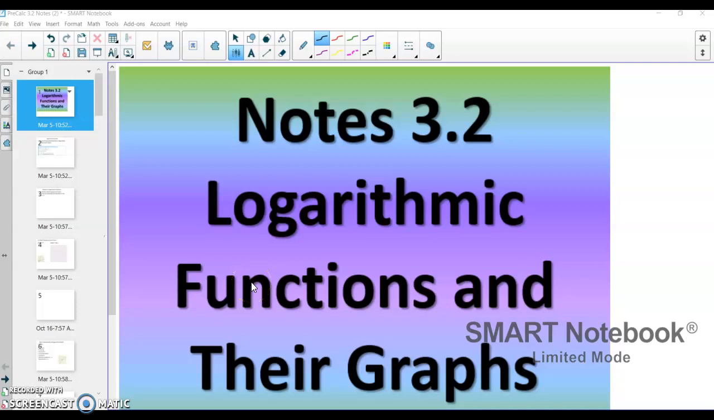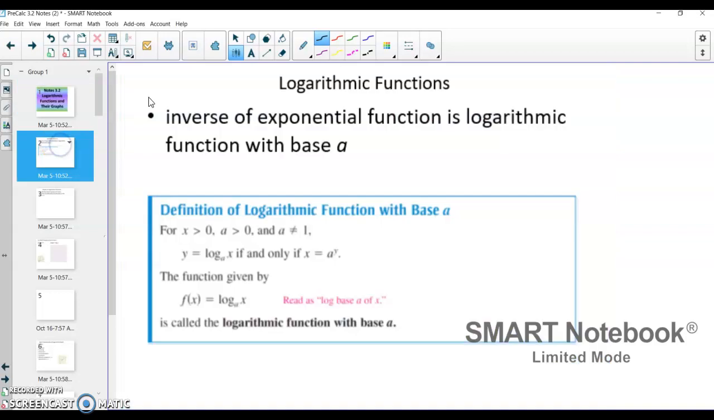All right, here are the video notes for lesson 3.2, logarithmic functions and their graphs. First thing to note before we get going, we need to know that the logarithmic functions are inverses of the exponential functions, and that we're going to use exponential functions to help us graph these logarithms.